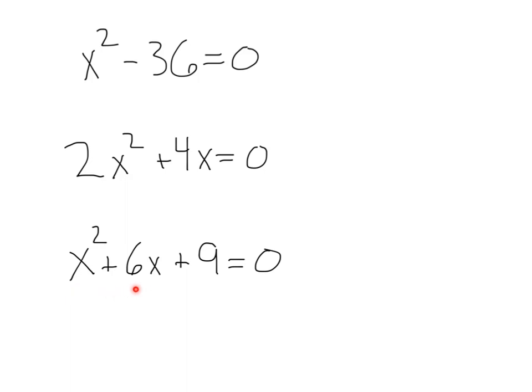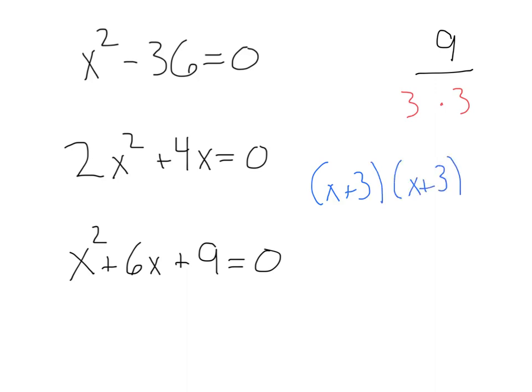Lastly, we have x squared plus 6x plus 9. I know I want factors of c. My c is 9. Let me get my marker again. My c is 9. And I want things that add to give me 6. Well, I know that 3 times 3 equals 9, and 3 plus 3 equals 6. So that's going to factor to x plus 3, x plus 3 equals 0.